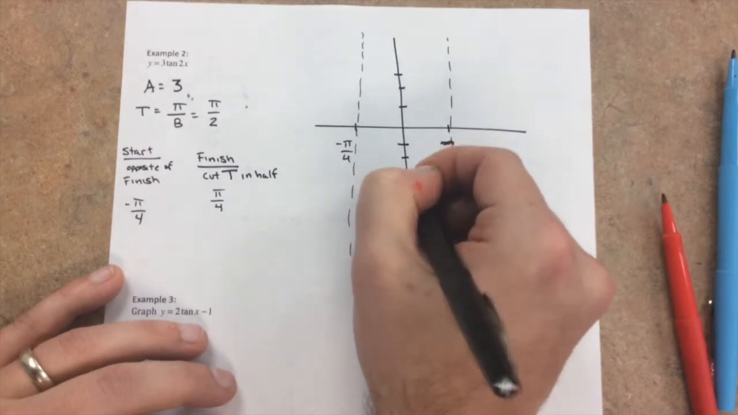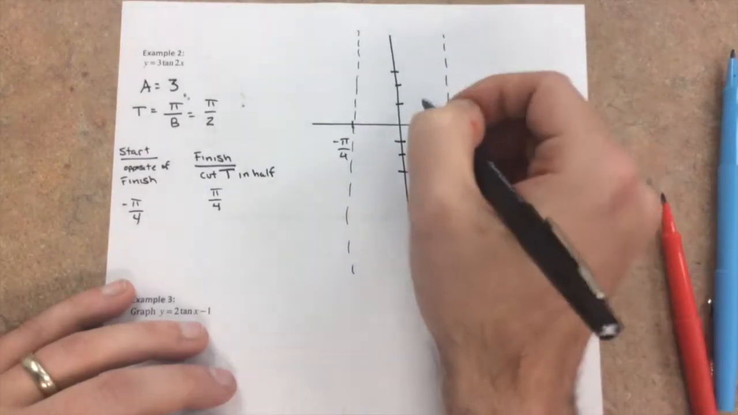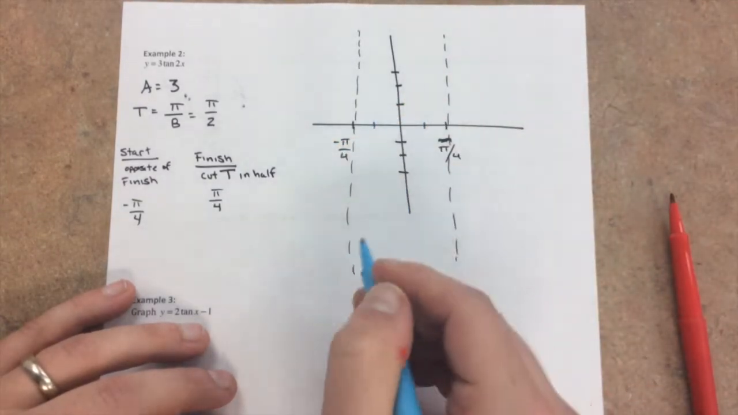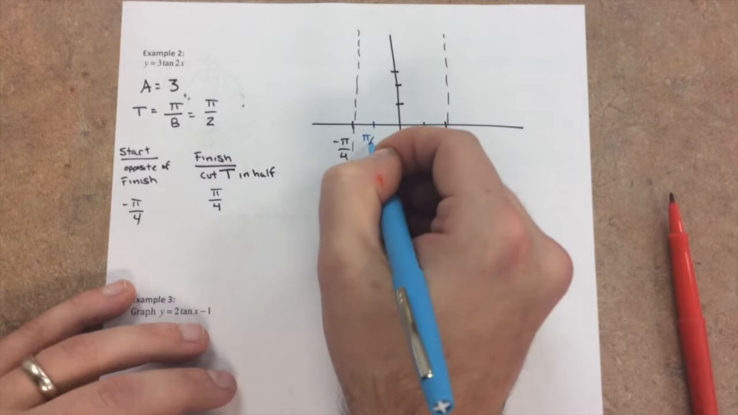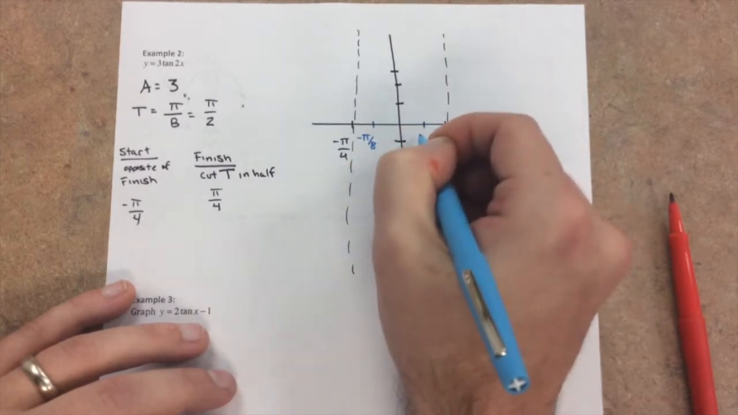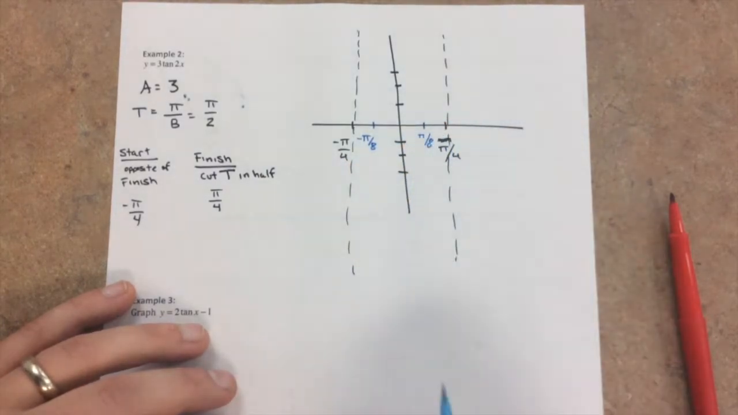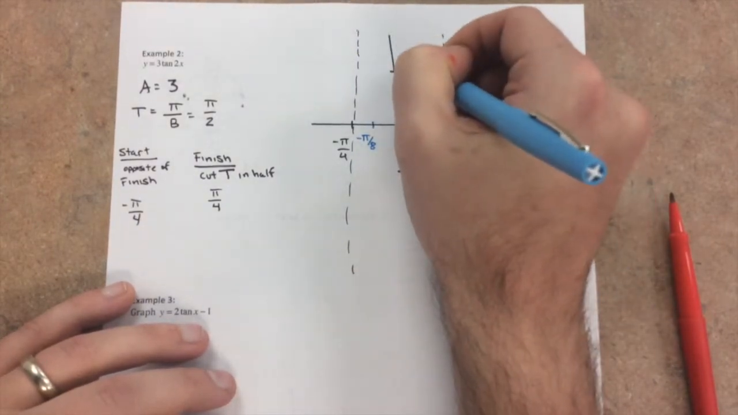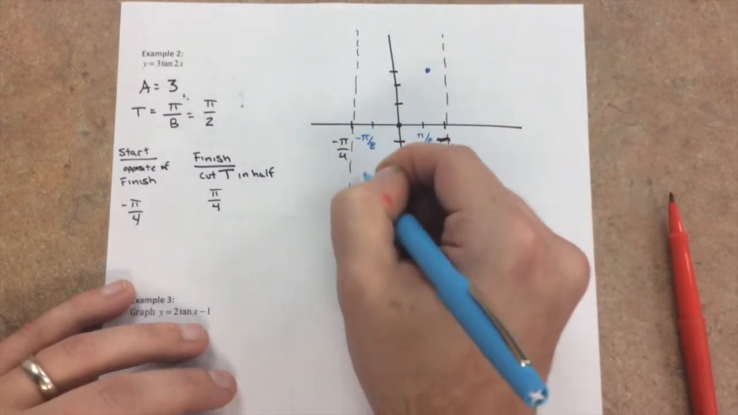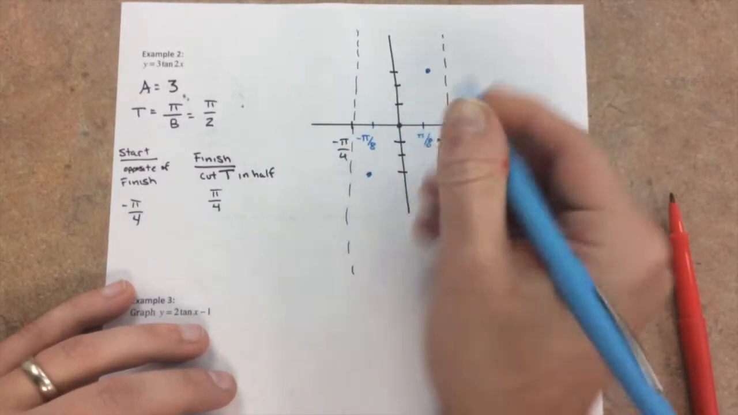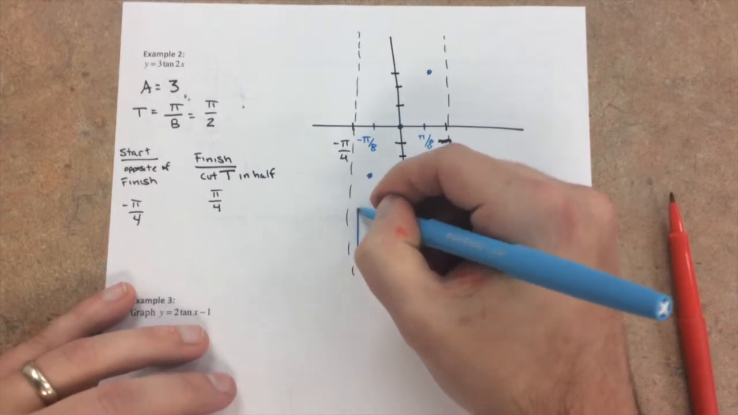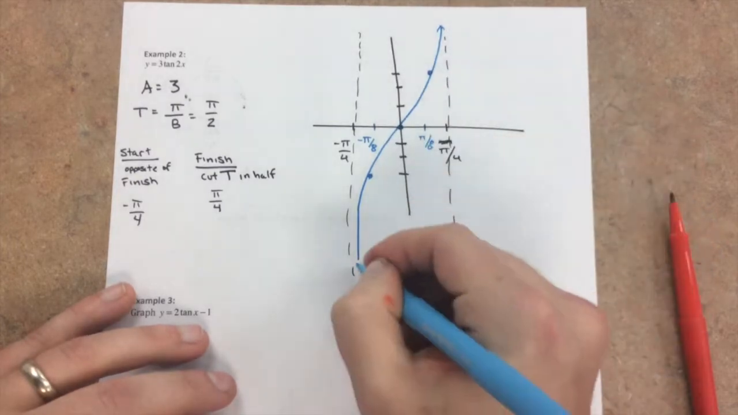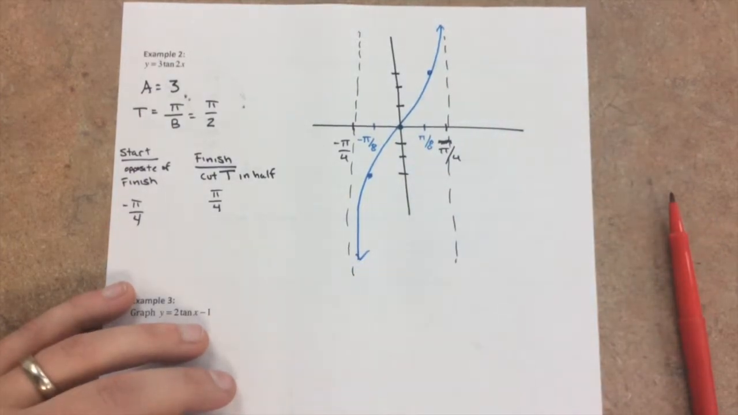With our amplitude, 3 and negative 3, what we're going to do is we're going to cut these two intervals in half. So half of pi over 4 is pi over 8, positive or negative. And we're going to get our 3 points. 0, 0. Pi over 8 would give us 3. Negative pi over 8 would give us negative 3, because tangent is symmetric over the origin, or odd. So we get this as 1 revolution for tangent.